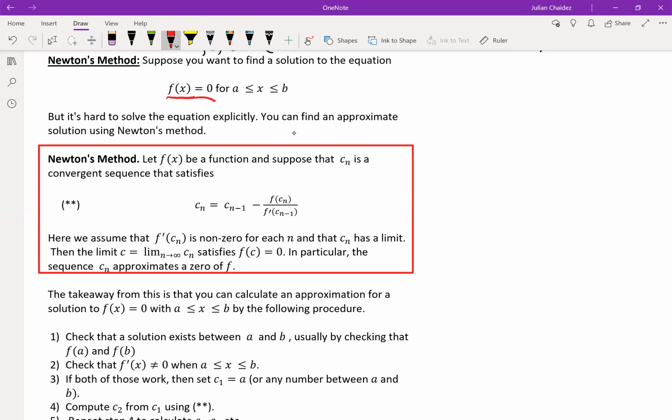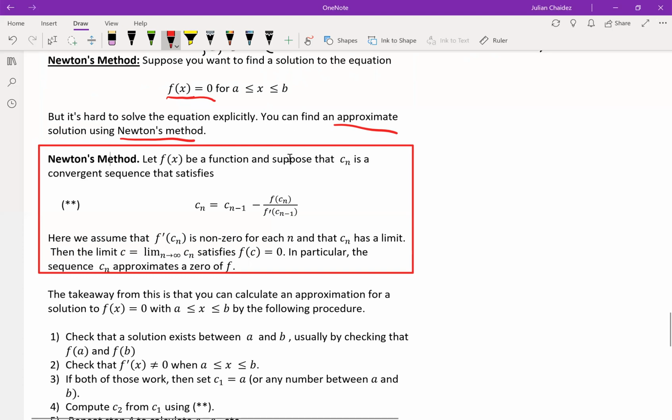Maybe a is 1 and b is 5, so x is between 1 and 5, but generally it could be anything. In general, if I give you an arbitrary function, a lot of the time it's very difficult to solve this equation explicitly. It's just hard to find a solution exactly. So to find an approximate solution, that's what Newton's method is for.